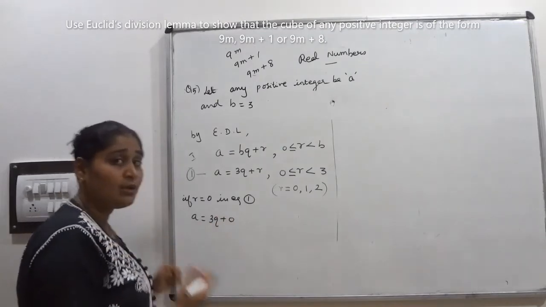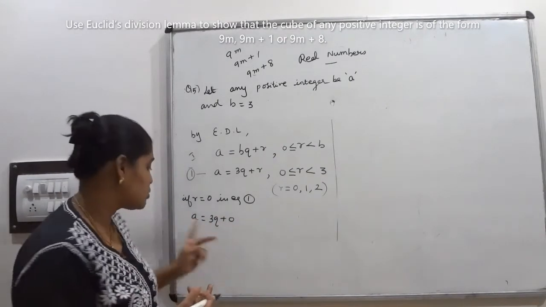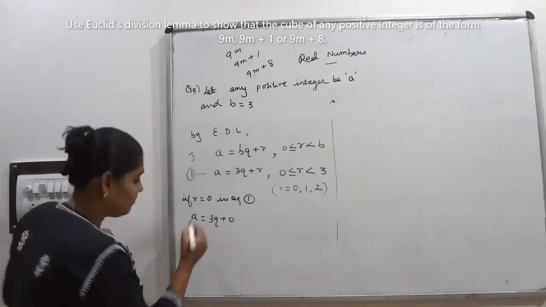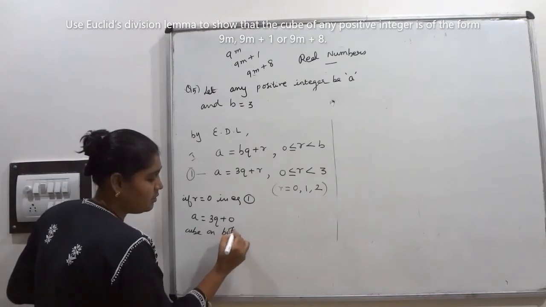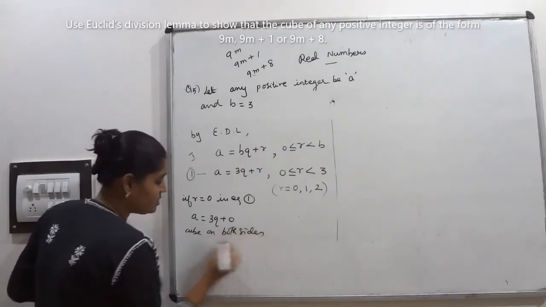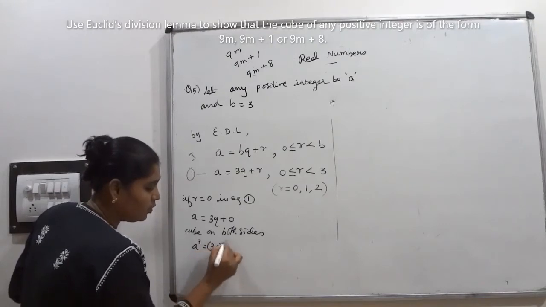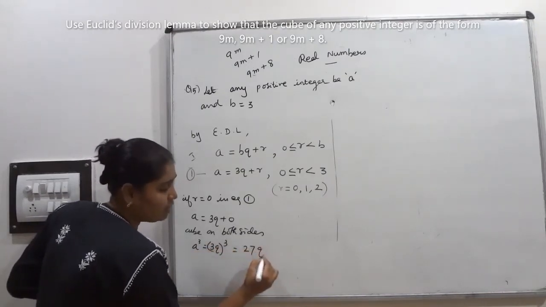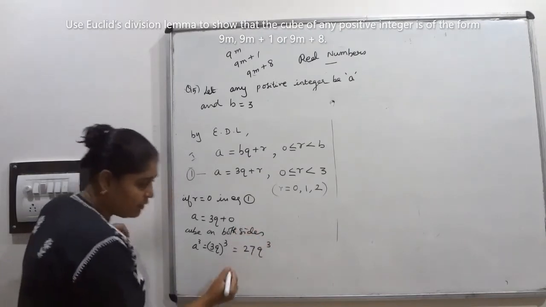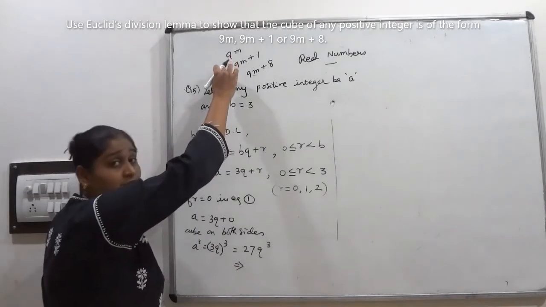I want to prove what? Show that the cube of any positive integer. So I have to do what? Cube on both sides. Yes, cube it. A cube is equal to 3q, the whole cube. It will give you 3 power 3, which is 27, q power 3. From this, I can take out 9.